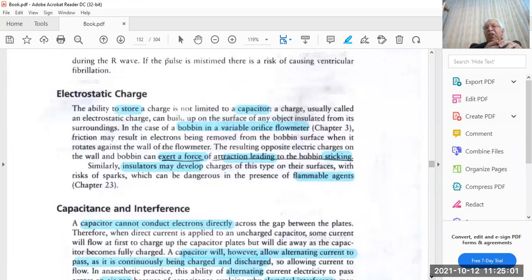Of course, electrical charges are not just stored in capacitors. They can also be stored on the glass container of the bobbin. Whenever the bobbin goes up and downwards, it creates static electricity which can make it stick. This static electricity can be a source of ignition of flammable anesthetics.